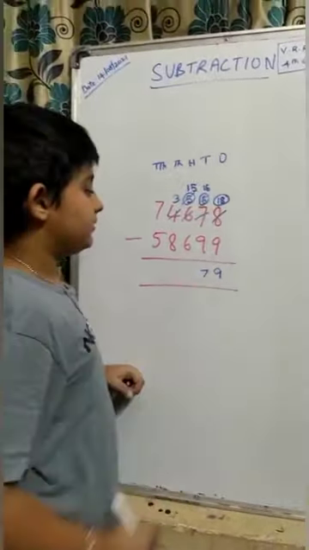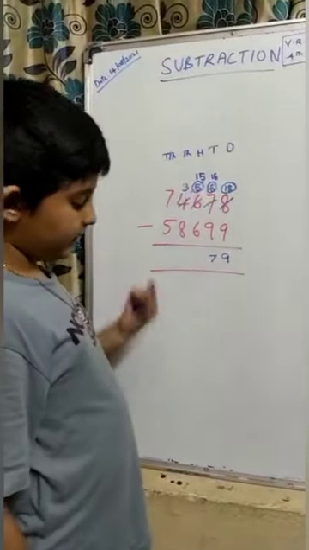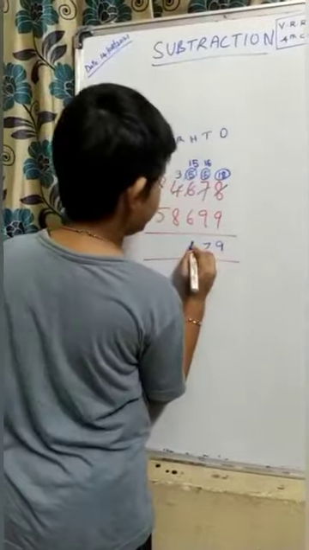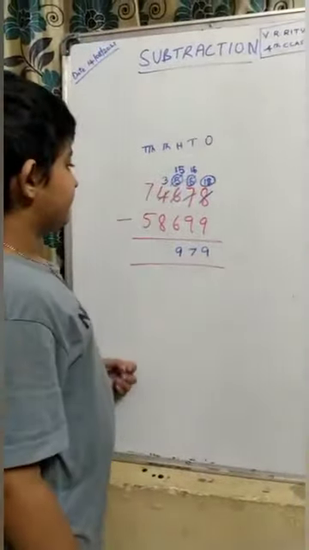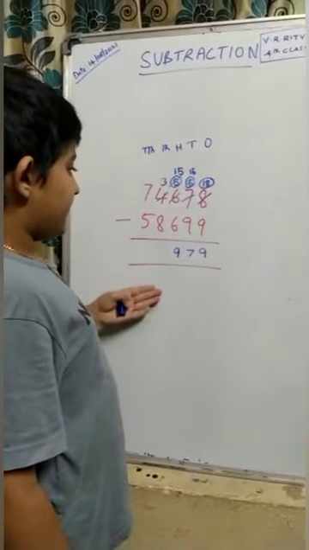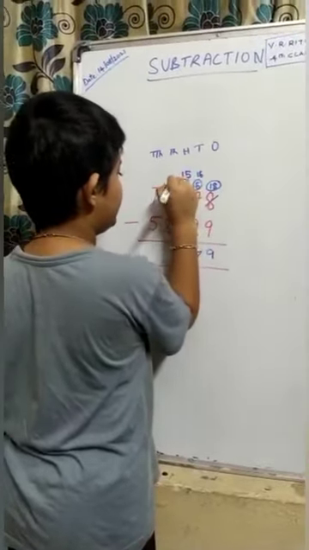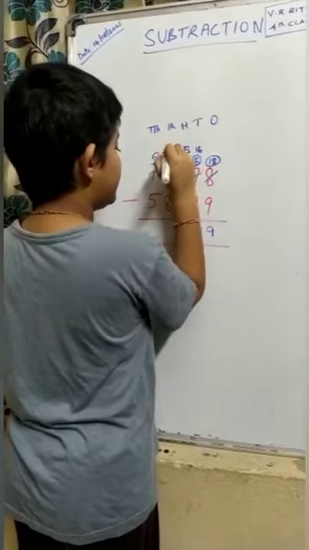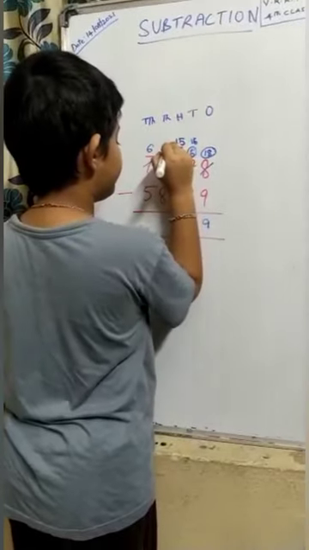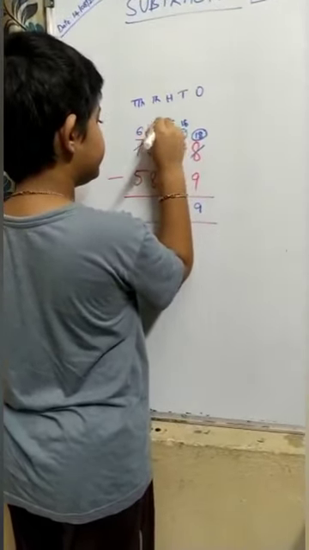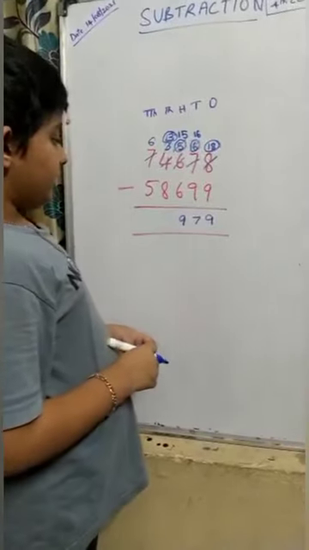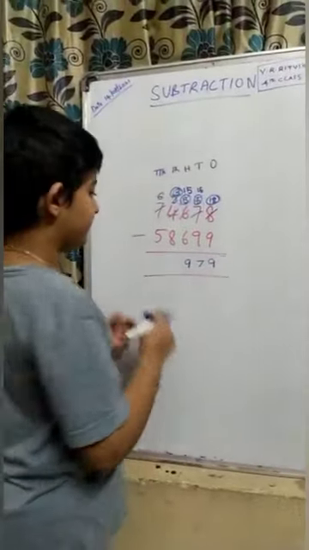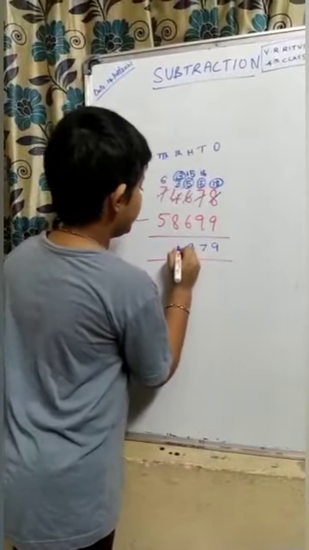15 minus 6, 7, 8, 9, 10, 11, 12, 13, 14, 15. 15 minus 6 is 9. We can't subtract 8 from 3. So 7 becomes 6. 3 becomes 13. 8, 9, 10, 11, 12, 13. 13 minus 8 is 5.